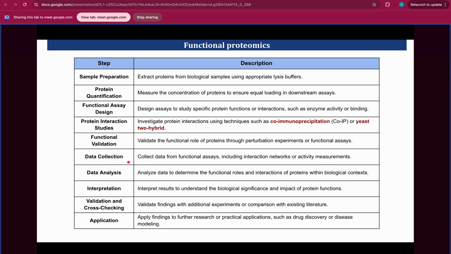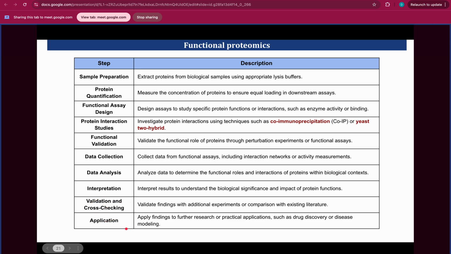Now ultimately data will be collected from those functional assays. We will see how this two-hybrid and co-immunoprecipitation work. After that we will obtain the data, and these data can be in the form of interaction networks, or there could be some activity measurements, or we can also look into the strength of interaction between two different proteins. So that could be the data which we can obtain, depending on what analysis we performed. After obtaining the data we will perform the analysis of that data, to see what different things we can observe. We will interpret those things, and after that we will go for the validation and cross checking.